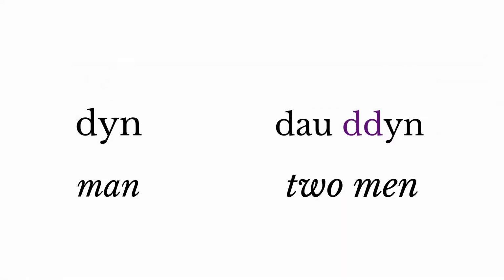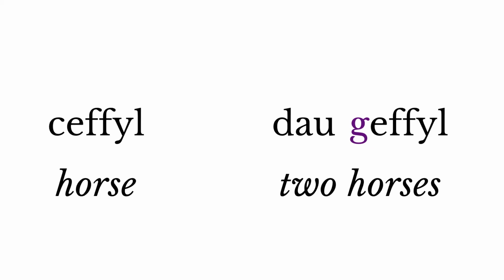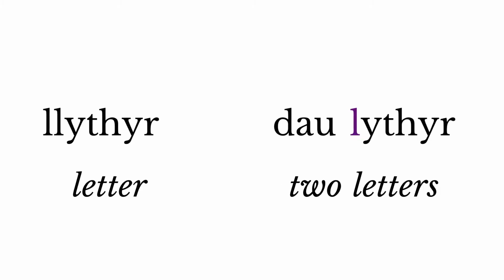Let's try some more examples. Dyn, a man. Dau ddyn, 2 men. Dau ddyn. Car. Dau gar, 2 cars. Dau gar. Ceffyl, horse. Dau geffyl, 2 horses. Dau geffyl. Llythyr, a letter. Dau lythyr, 2 letters.